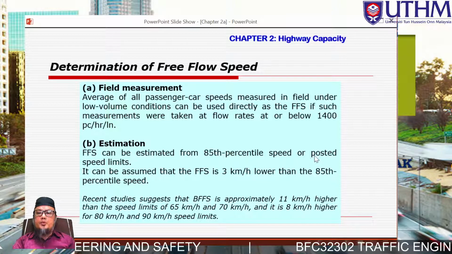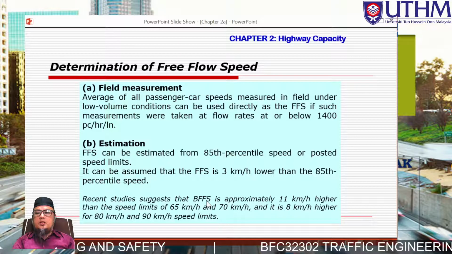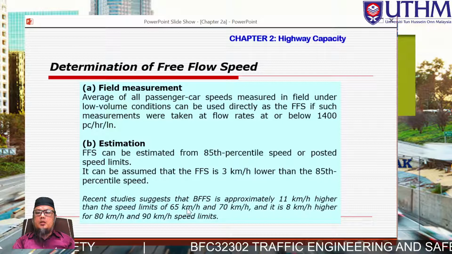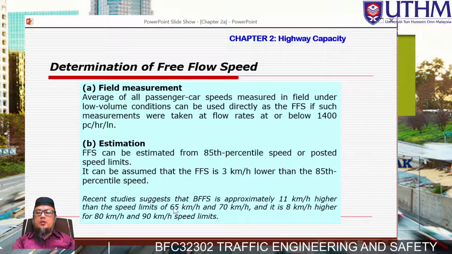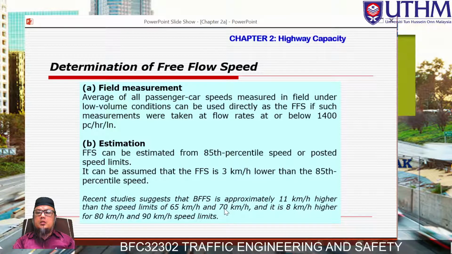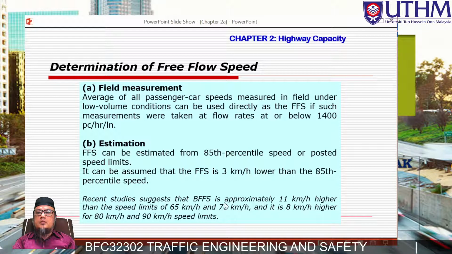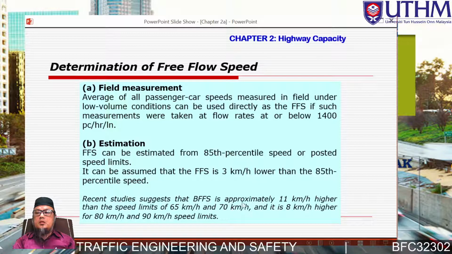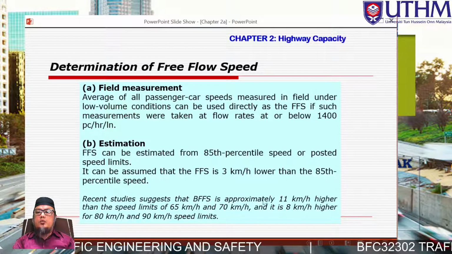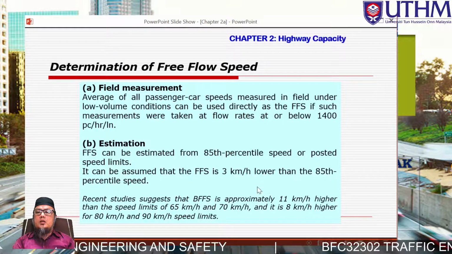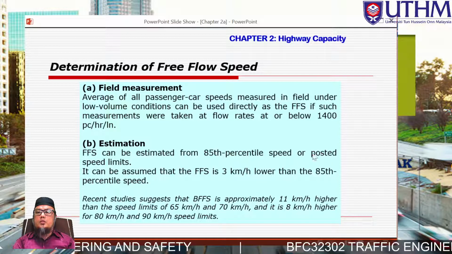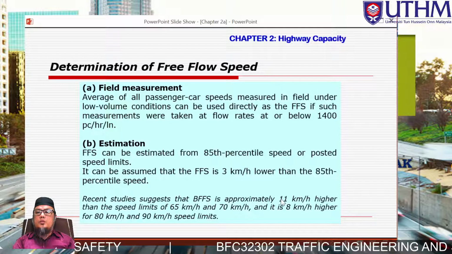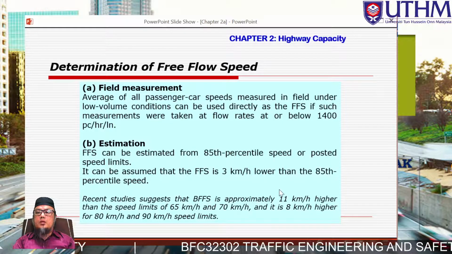If we use posted speed limit as reference, there are two conditions. If the posted speed limit is between 65 to 70, that can be referred to as less than 70, not more than 70. So we have to put a higher value. Let's say we have an 80 km per hour posted limit. So we have to add more, which is add 11, so 91.